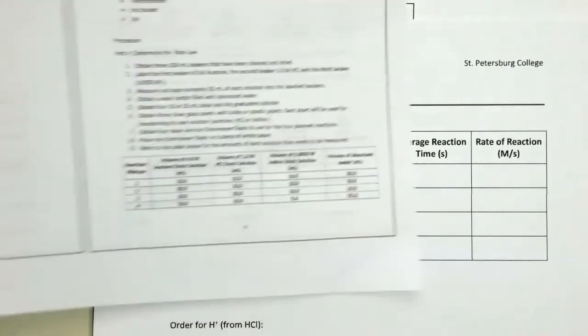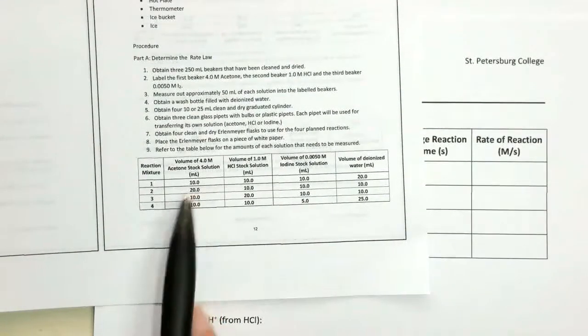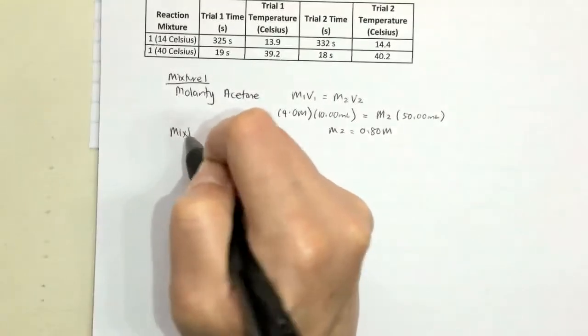Now, I notice trial 2, reaction mixture 2, my acetone is a little bit different, not too much different. It's actually just double it, right? So it's M1 of 4, V1 of 20, M2 is what we're looking for, and V2 is 50. So I'm going to go ahead and write that down. So we can do that too. Mixture 2.